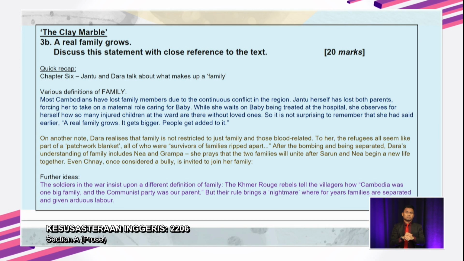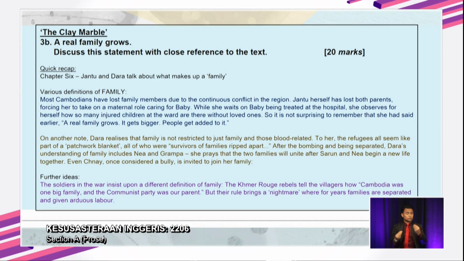So what's a real family then? I've got there in different colors, as you can see, different definitions of family that are portrayed, conveyed in the text. Most Cambodians feel that they've lost family members. So for them, their families are now incomplete.